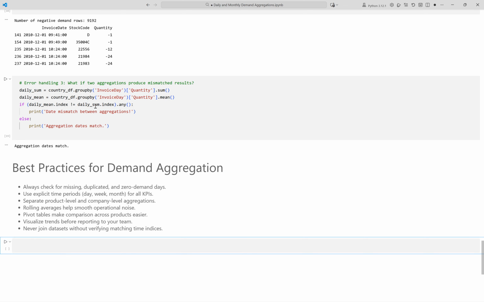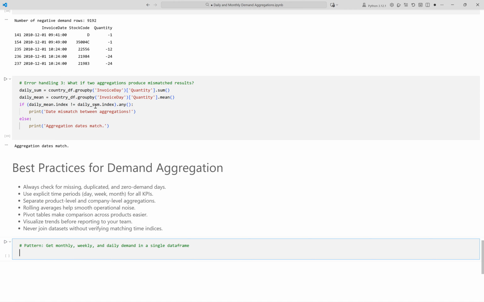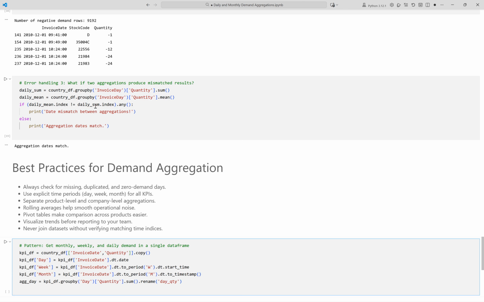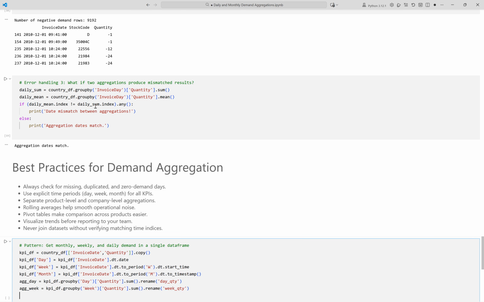Let us create several time-based aggregations at once to compare KPIs. We create a new data frame with date and quantity. We add columns for daily, weekly, and monthly periods. We extract the week as the start of each week. We extract the month as the first of each month. We aggregate and rename the daily, weekly, and monthly quantity columns. We print the start of the monthly aggregated demand, perfect for reporting.